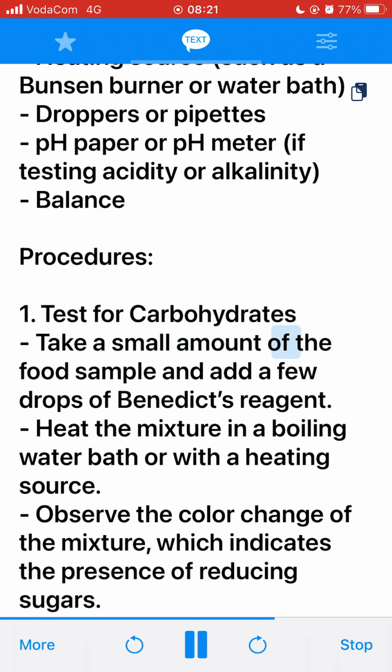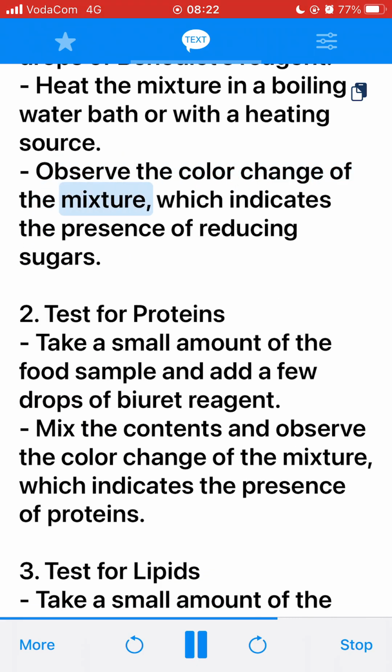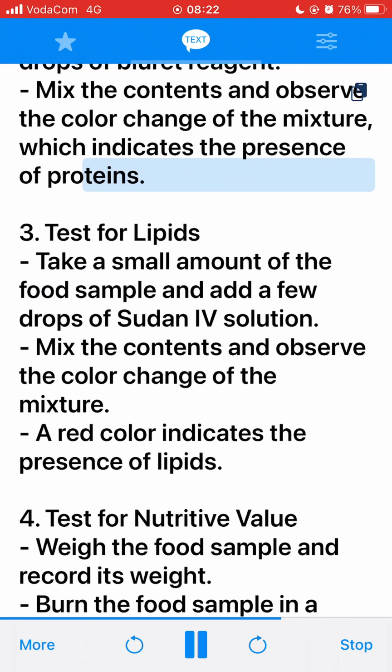Take a small amount of the food sample and add a few drops of Benedict's reagent. Heat the mixture in a boiling water bath or with a heating source. Observe the color change of the mixture, which indicates the presence of reducing sugars. 2. Test for proteins. Take a small amount of the food sample and add a few drops of biuret reagent. Mix the contents and observe the color change of the mixture, which indicates the presence of proteins.